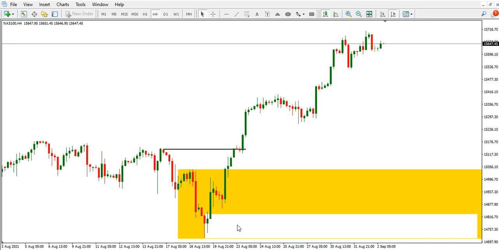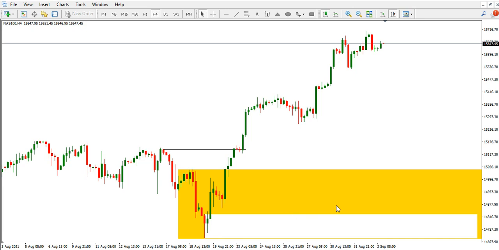And again, we do not have much wicks. We do not have much wicks on the second bullish candle. We only have the wick at the close, but not at the opening. So that validates this order block. It shows that there are more prices that need to be fetched down here.